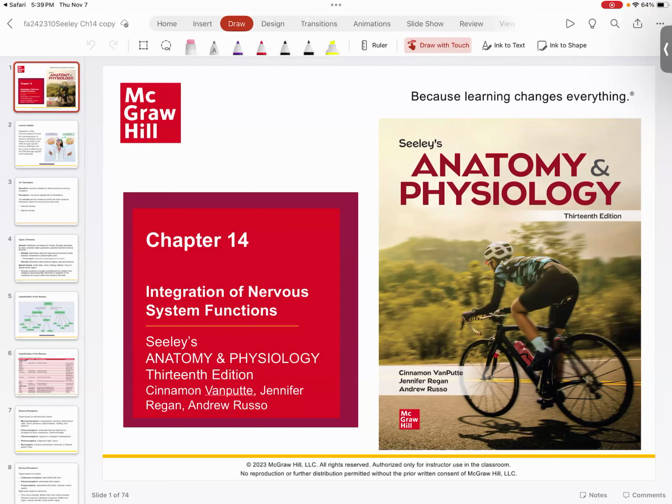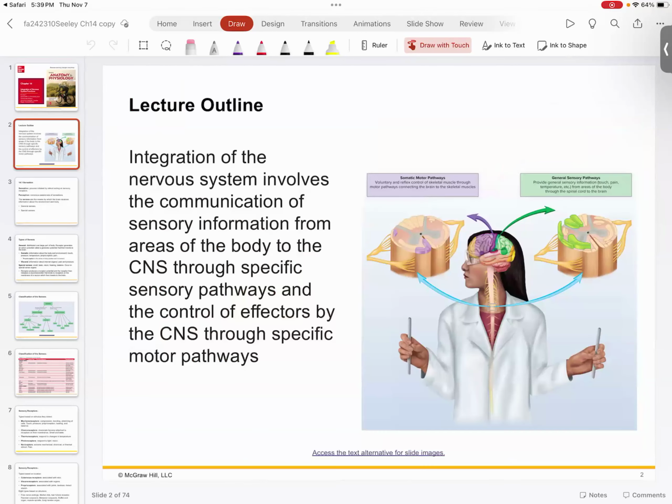So between 14 and 16, we're really talking about some of the things that are going to be pulling together a lot of our core systems. And we're going to be looking at how the nervous system pulls a lot of our core systems together. So we're going to be talking a lot about the communication of the nervous system between sensory information coming from other areas of the body and then control of the effectors.